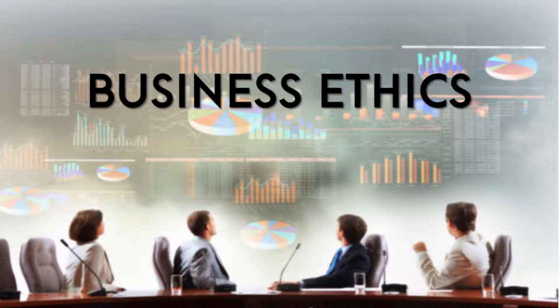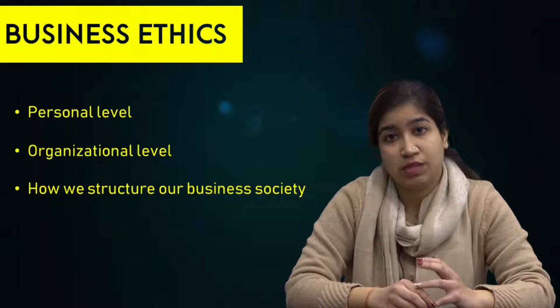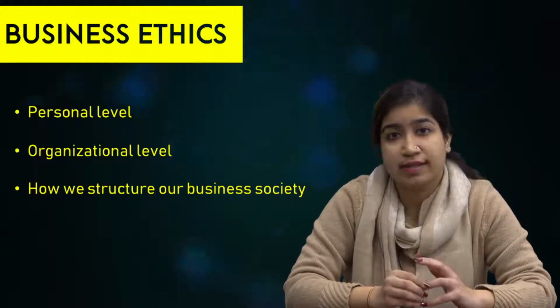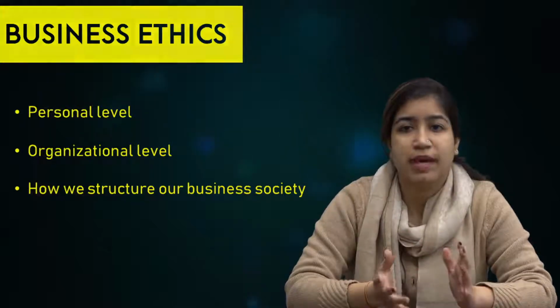Let's now try and understand business ethics. Where the decision regarding right and wrong needs to be taken in business situations or activities, it is called business ethics. It is explained at 3 levels: how we act as individuals, how our organization acts and how we form a part of it, and how the society is structured by us.